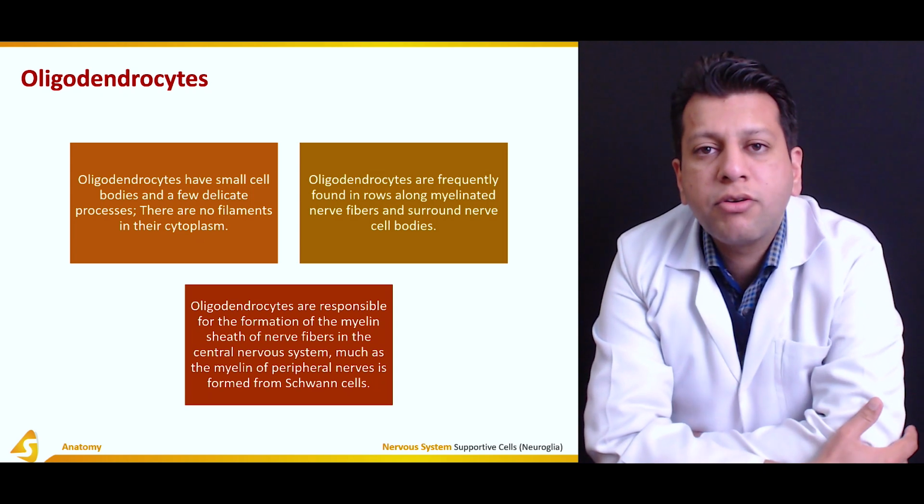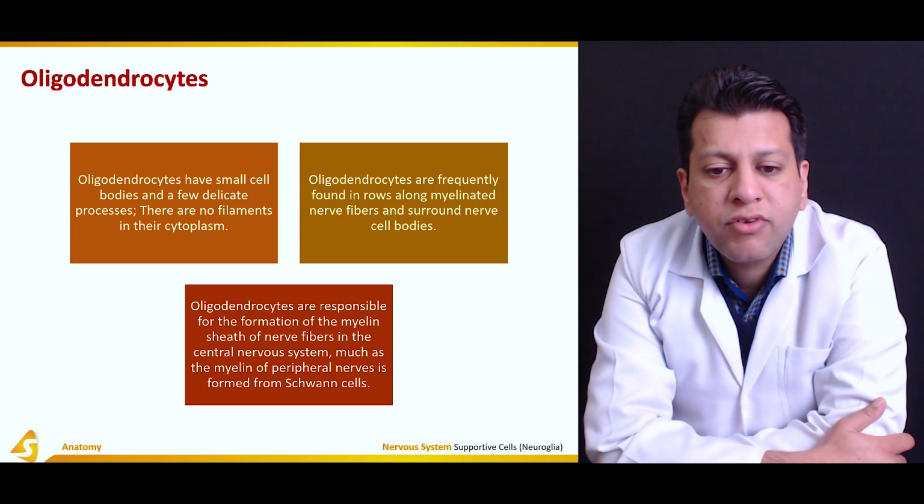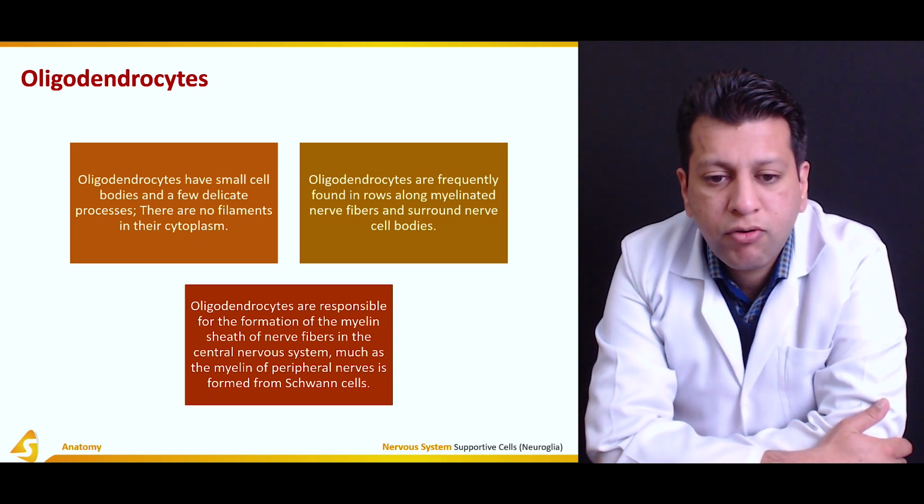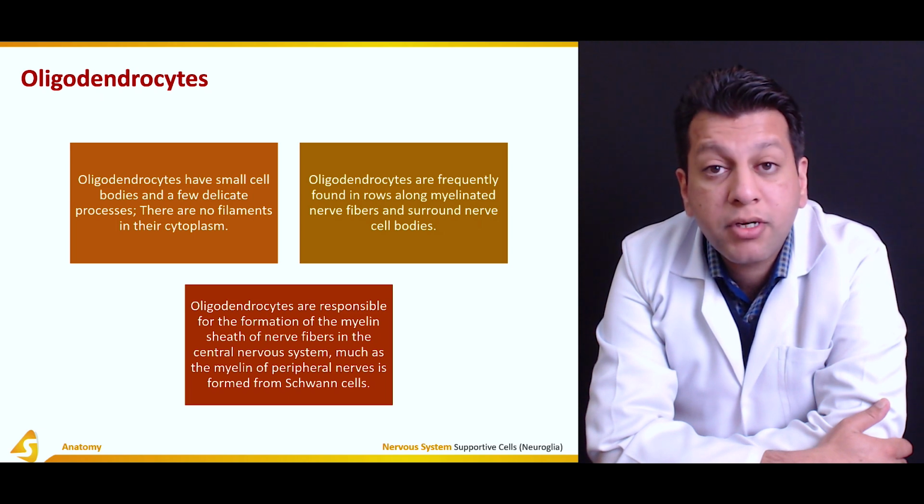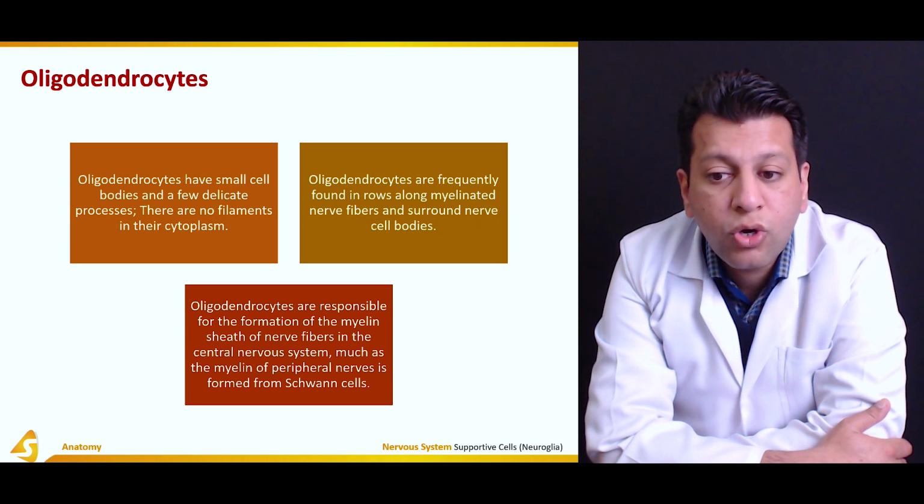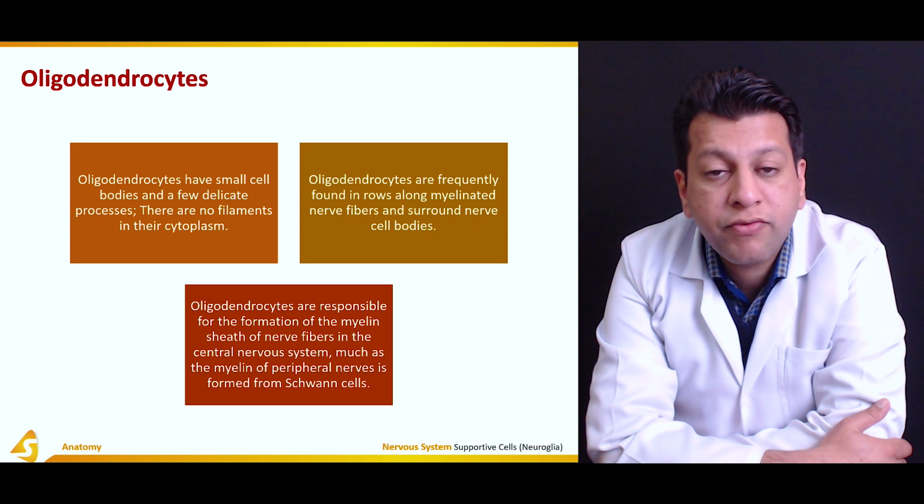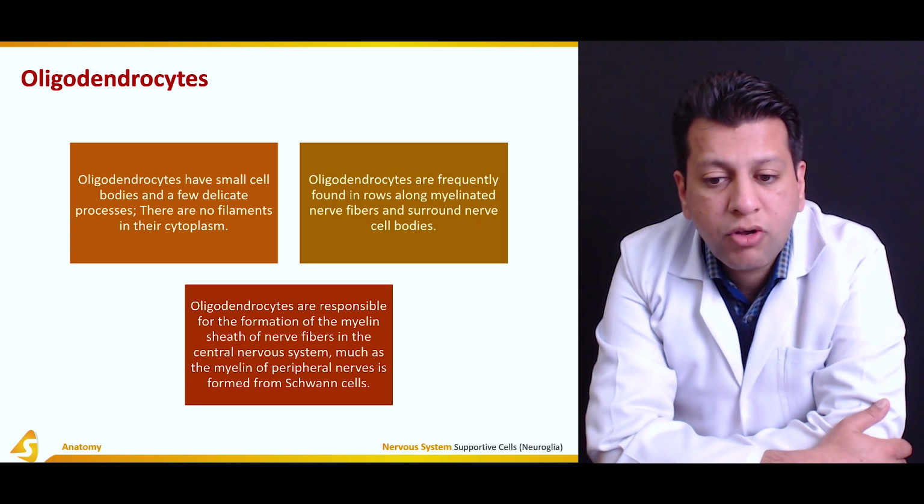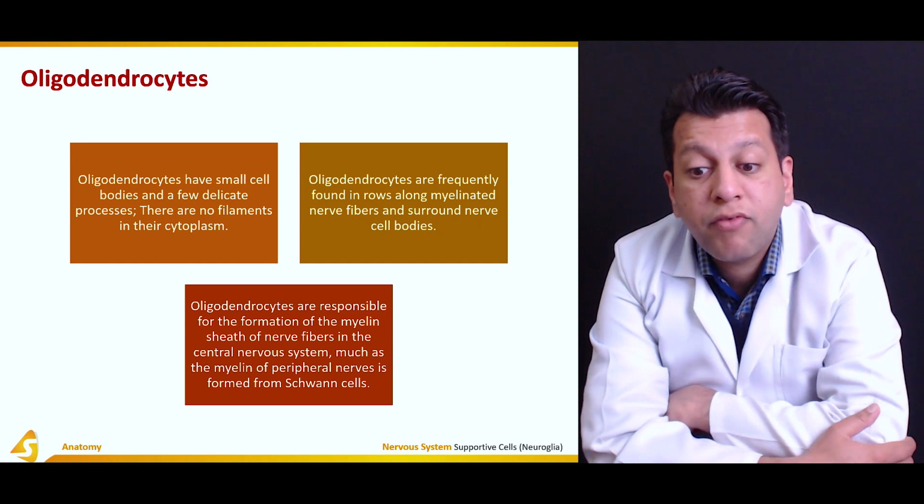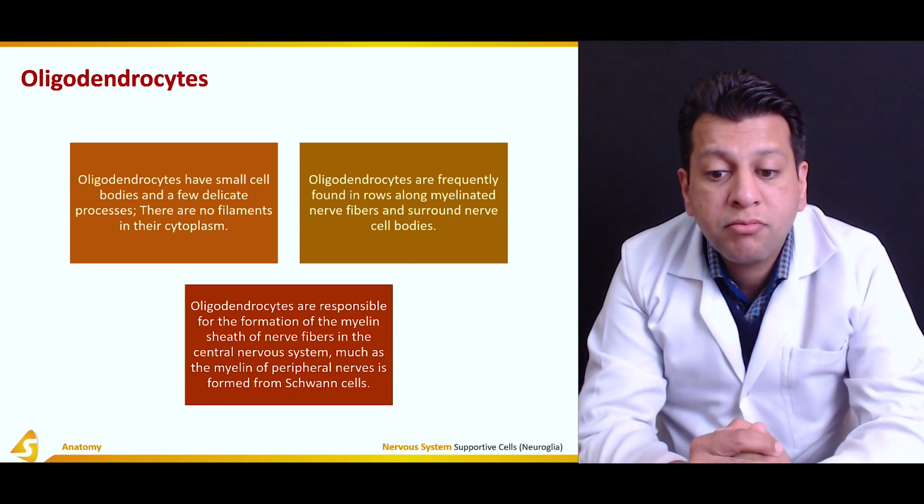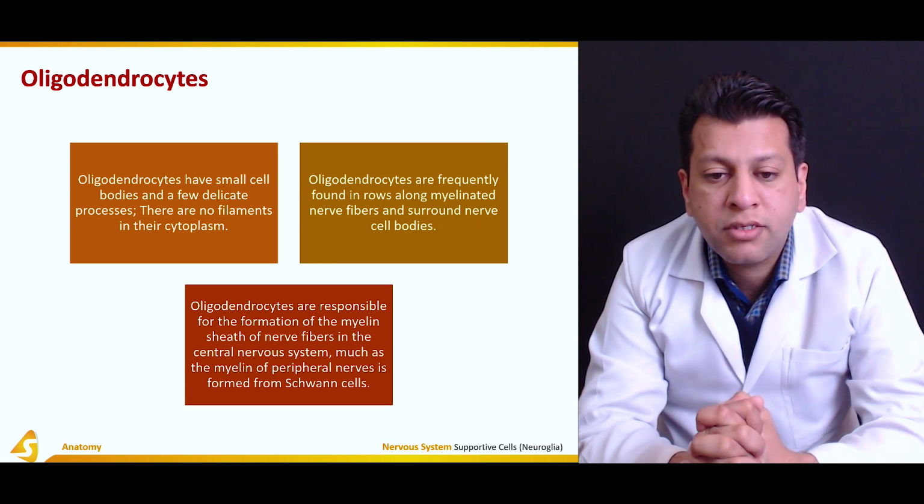Coming to the oligodendrocytes. Oligodendrocytes have small cell bodies and a few delicate processes. There are no filaments in their cytoplasm. Oligodendrocytes are frequently found in rows along the myelinated nerve fibers and surrounded by nerve cell bodies. Oligodendrocytes are responsible for the formation of the myelin sheath of the nerve fibers in the central nervous system, much as the myelin of the peripheral nerve fibers comes from the Schwann cells.